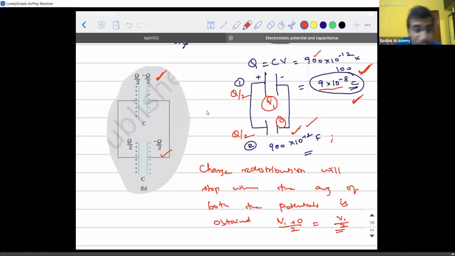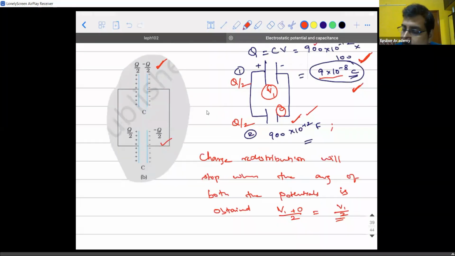That is how a battery also works. The battery is able to charge the capacitor fully till the potential difference is the same for both. So 9 into 10, you're able to understand 4.5 and 4.5 will be the value.